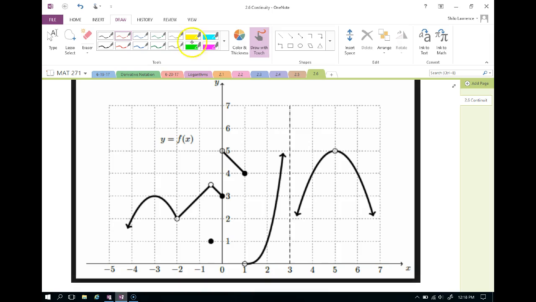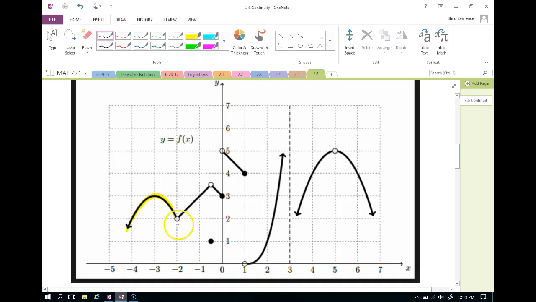So if we start tracing along this graph, everything is fine. But when we get to x equals -2, we have a hole in the graph. We can do the limit at holes. That's perfectly fine. What we don't have at a hole is a functional value. There technically is no point there. There's no y coordinate.